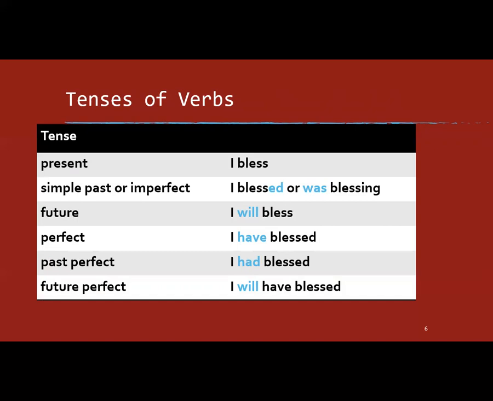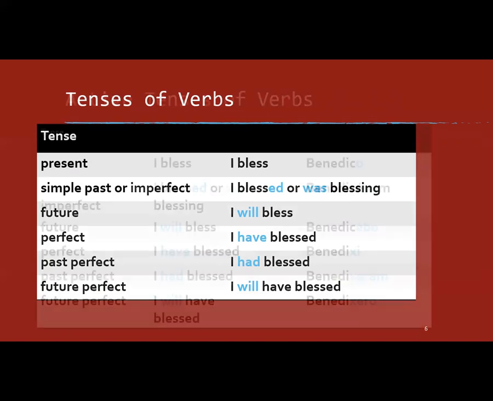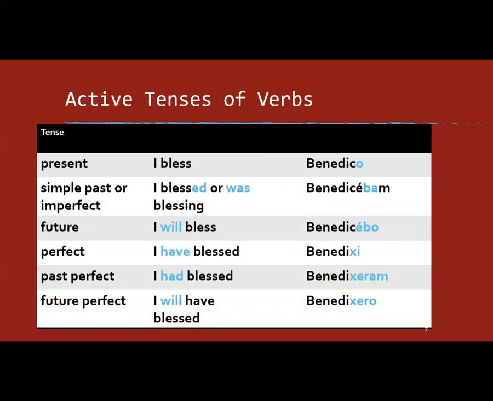Now I'm going to show you how this appears in Latin. All right, we have our present, simple past or imperfect, future, perfect, past perfect, and future perfect. We have the English that we just looked at: I blessed or was blessing, I will bless, I have blessed, I had blessed, and I will have blessed.